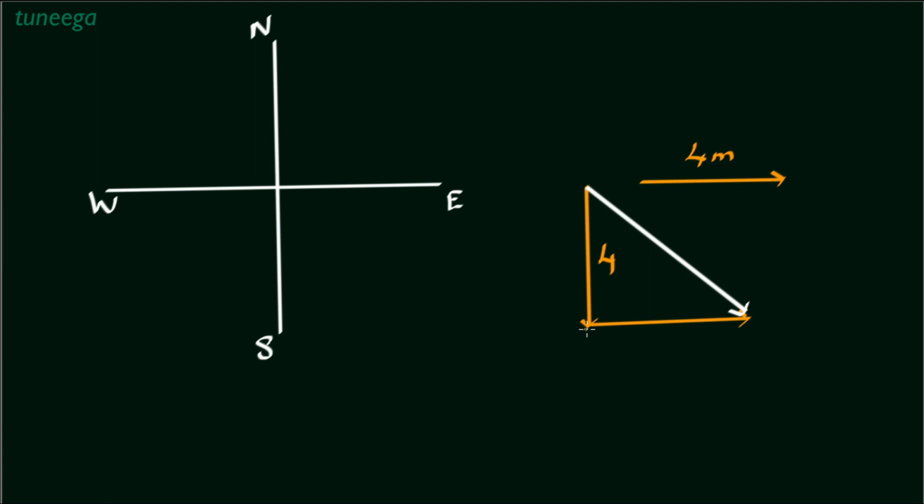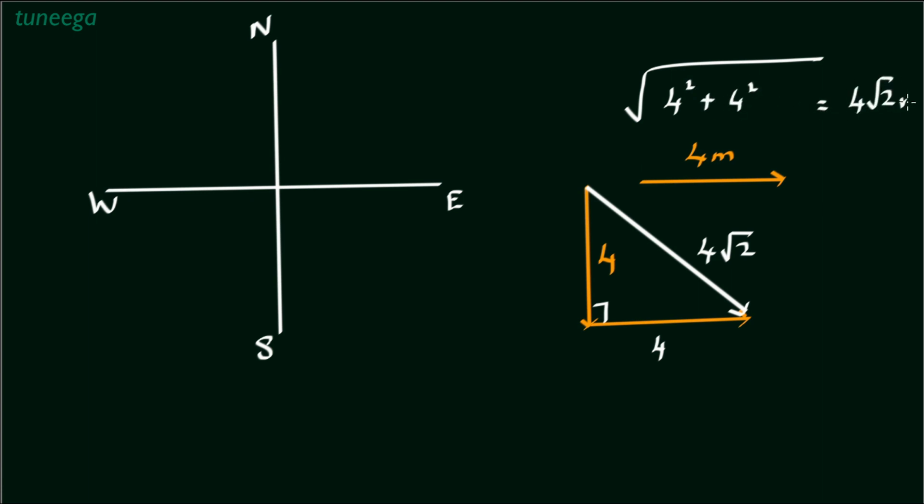Now, since this is south and this is east, they are at 90 degrees to each other. This is 4 meters, this is 4 meters. So by Pythagoras theorem, the resultant vector has a magnitude of 4 root 2. That is square root of 4 squared plus 4 squared. You can verify that that is equal to 4 root 2 meters.